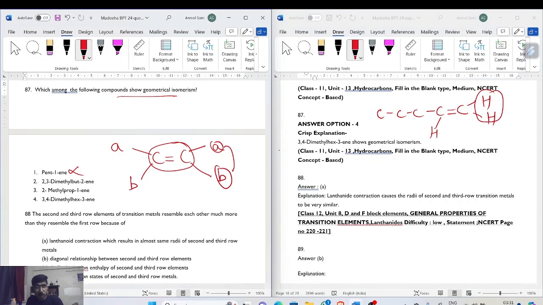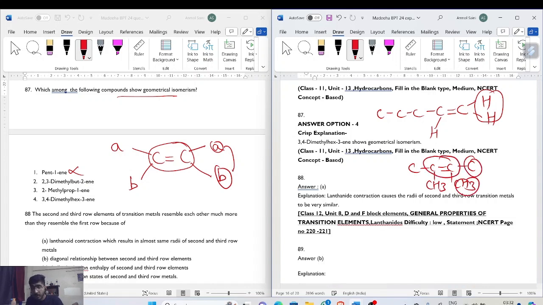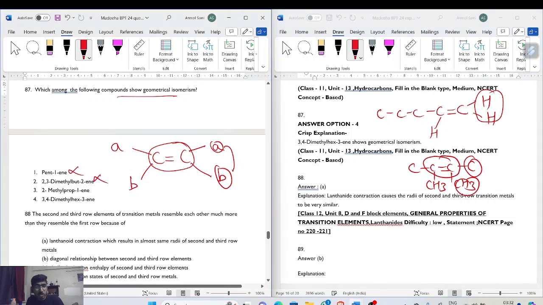Now for compound 2, 2,3-dimethylbutene. Butene, and 2,3-dimethyl means CH3 and CH3. So there is carbon double bond carbon. This group and this group are the same, which means it will not show geometrical isomerism. Similarly, we can check for 3 and 4. Let me check for option number 4.